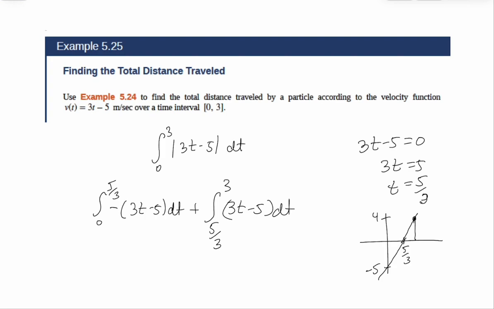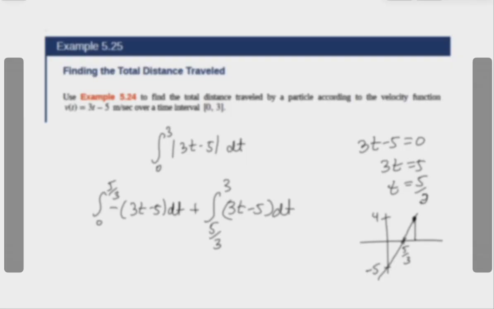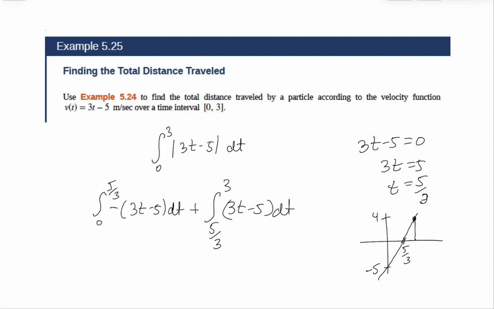Because part of it was under, we're traveling backwards at that point. But we're still traveling. So if they asked how far did the particle actually travel, what was the total distance? You got to think about, okay, it's going backwards here and then going forward here. That's why we have to split it up at that spot. Okay, so from 0 to 5/3, we are really integrating the opposite of what we had, so negative 3t plus 5. But from 5/3 to 3, you don't have to do that.